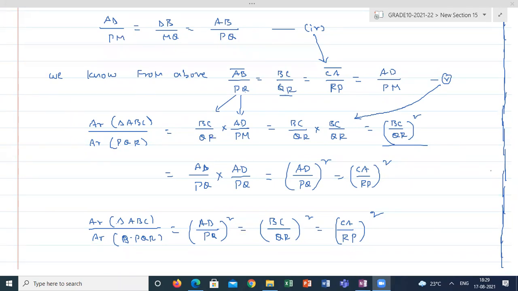Students, is it clear? What is the area of the similar triangles? Yes, sir. Shall I go for one more theorem?